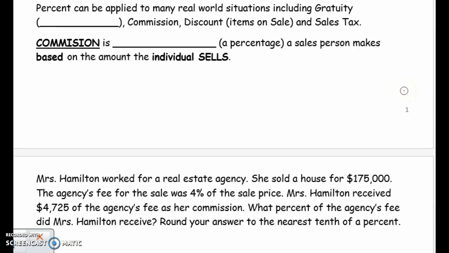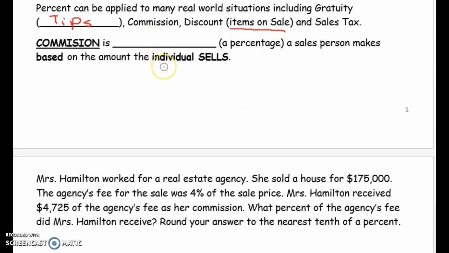So as we go down further on your notes, it says percent can be applied to many real-world situations, including gratuity. Gratuity is a fancy word for tips. Commission, discount. We already know what discount is. We've been working on that. Items on sale and sales tax. Remember, that's an add-on.